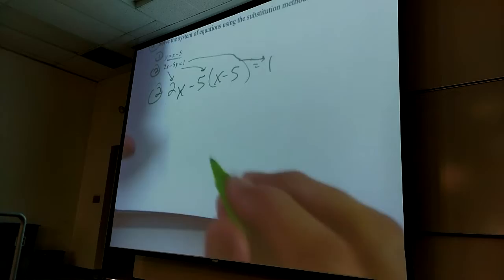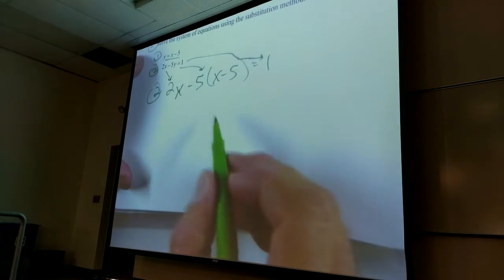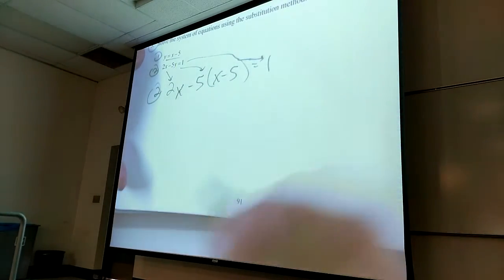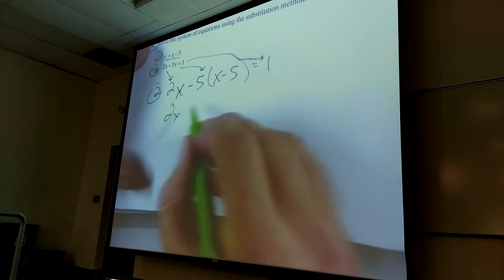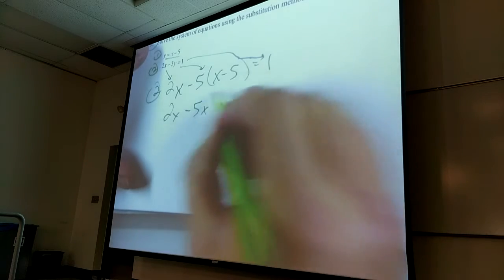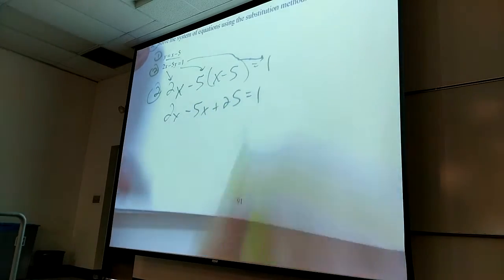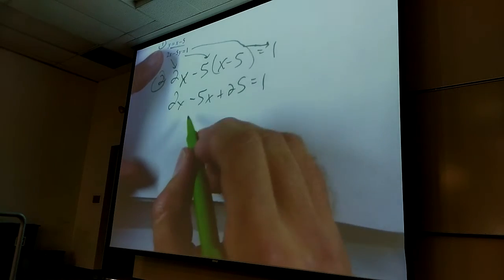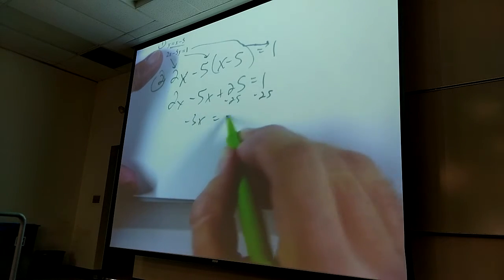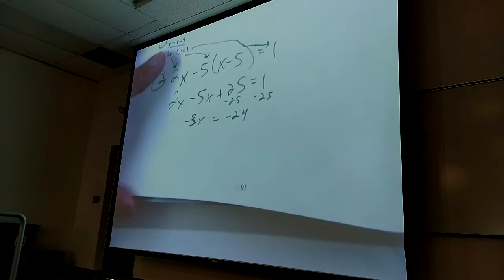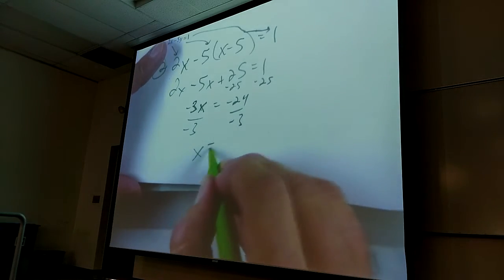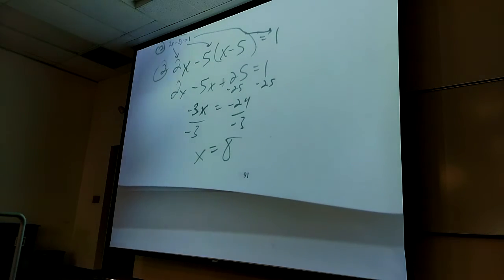So now I've got an equation that's only got x's in it. I can actually solve it. It's a better equation than either one of these because there's less unknowns in it. So I get 2x minus 5x plus 25. So I get negative 3x. I can subtract 25 and get 24. Divide by negative 3. x equals 8.